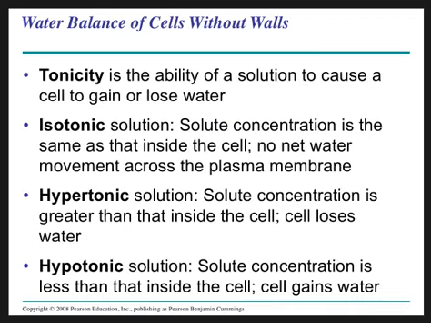All right, so now that you're feeling semi-comfortable with the concept of diffusion and concentrations, we need to talk about water balance of cells without cell walls. And when we talk about that, we talk about something called tonicity. So we'll start with tonicity and apply it to cells without cell walls, and then we're going to apply it to cells with cell walls. So let's start here with just a definition. Tonicity is the ability of a solution to cause a cell to gain or lose water. That's really bulky, but that's what's in your book.